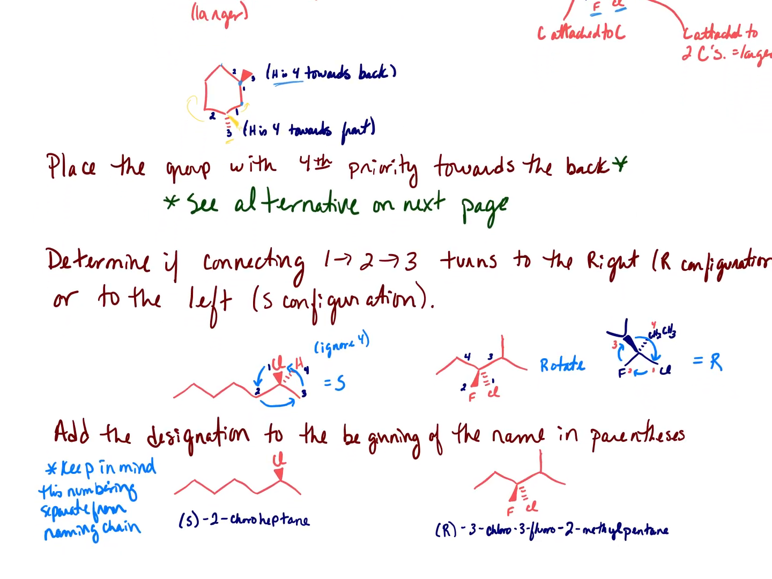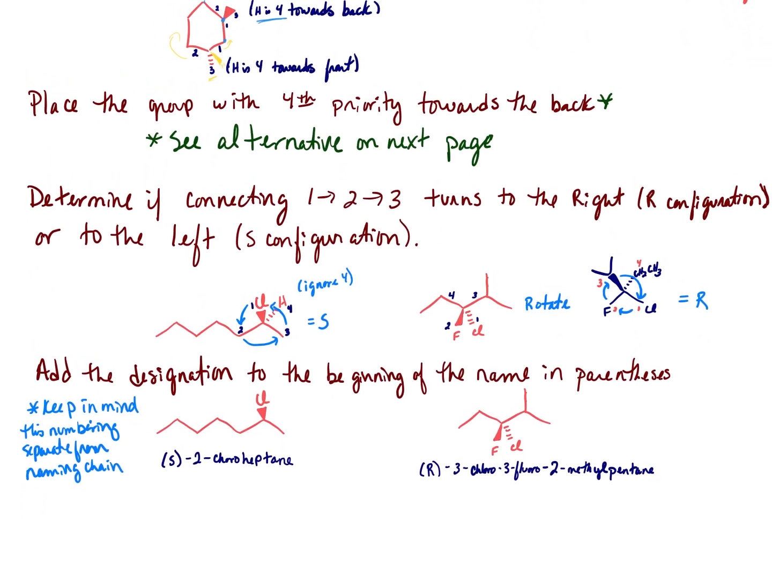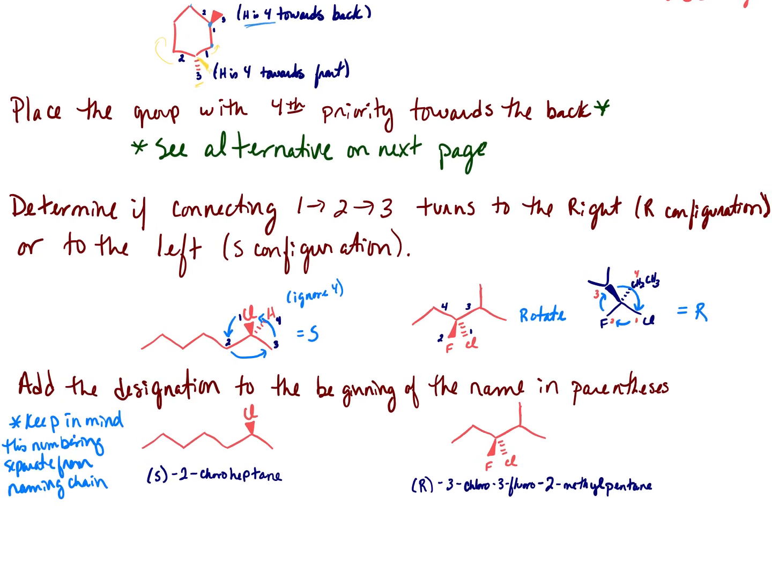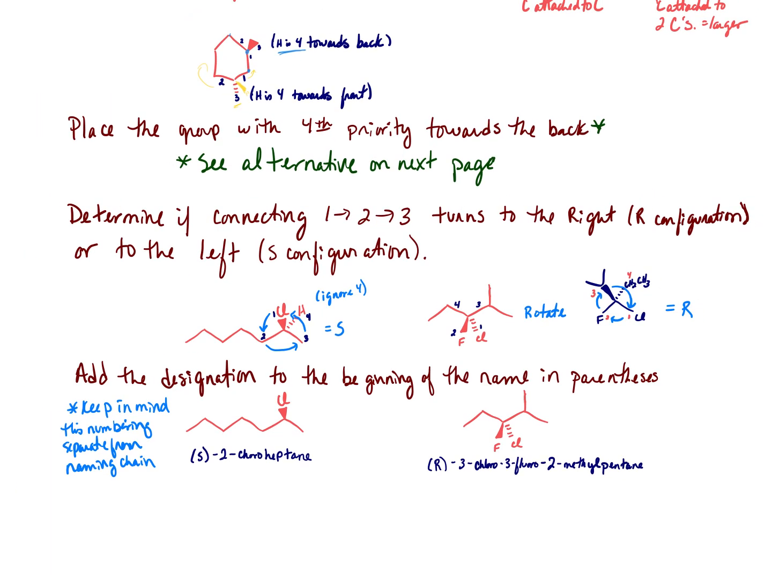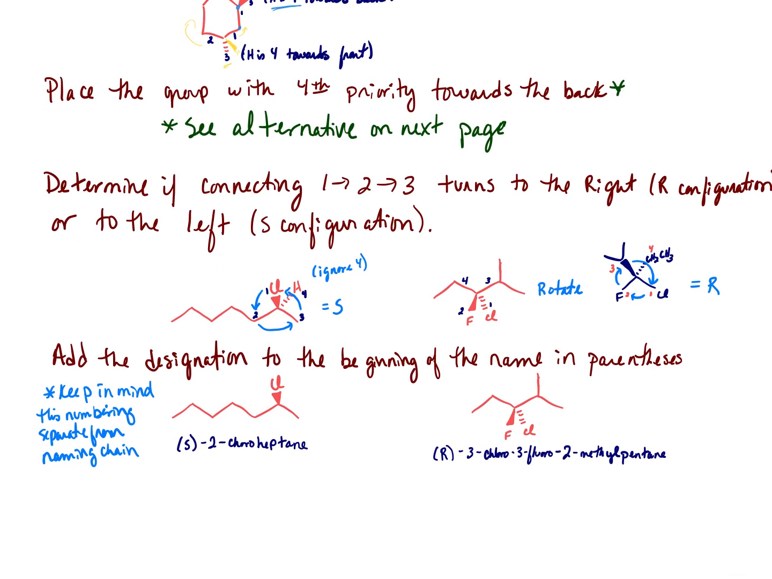So to continue through this process of how to identify these names, what we tend to do is place the group with the 4th priority towards the back. This is the easiest thing to do. However, there are ways to get around it. And so I'm going to show you that in just a minute, okay? Because there's times that you need to have alternatives.